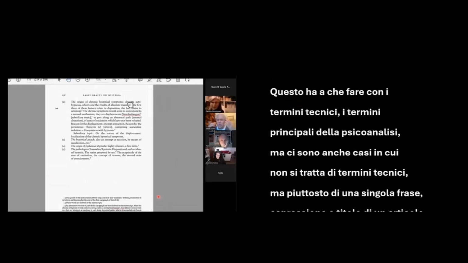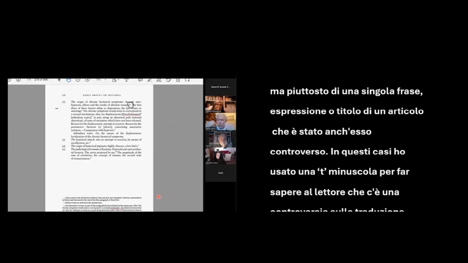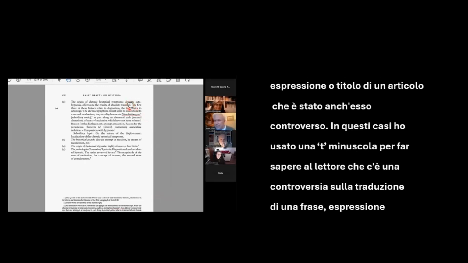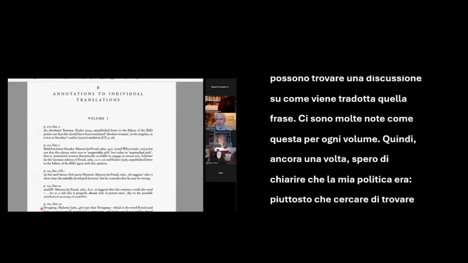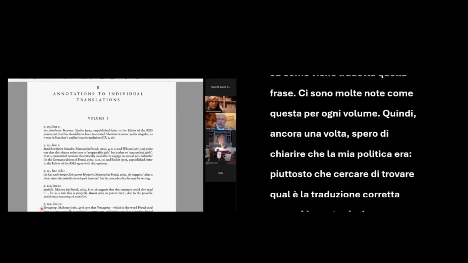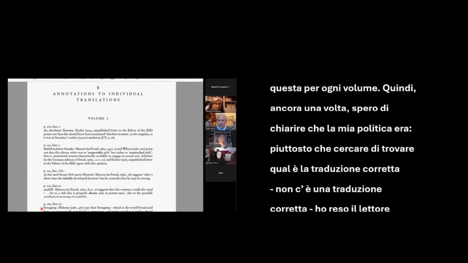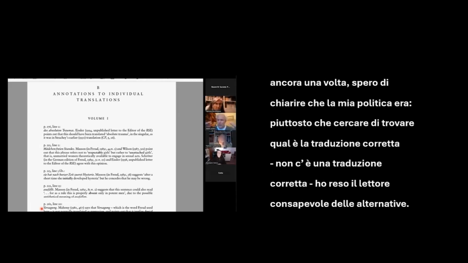Now, this is to do with the technical terms, the major terms of psychoanalysis, but there are also some places where it's not a question of technical terms, but rather an individual sentence or phrase or title of a paper that's also been controversial. In these cases, I used a small t to let the reader know there's a controversy about how this sentence or phrase or word is translated. And then the reader can go to volume 24, to this list, and there they can find a discussion of how that phrase is translated. There are many notes like this for every volume. So again, I hope I'm making clear, my policy was, rather than try to find what is the correct translation, there's no correct translation. Rather, I made the reader aware of what the alternatives are.